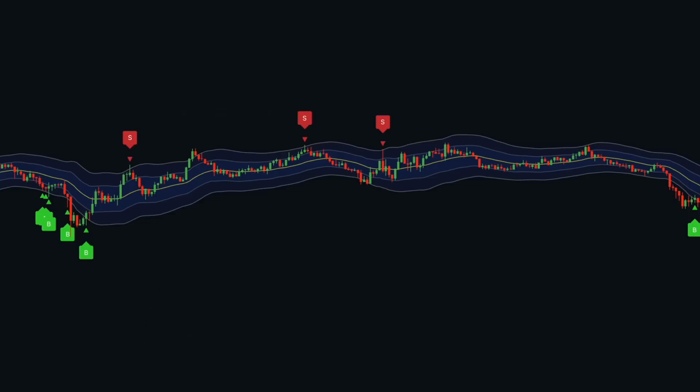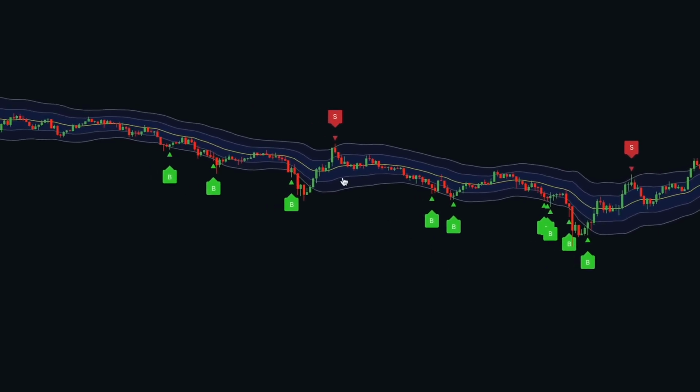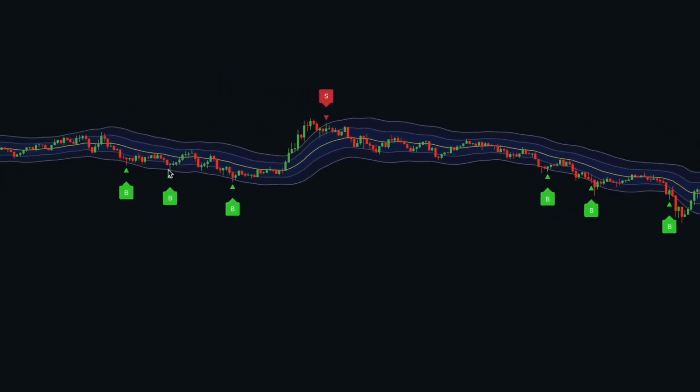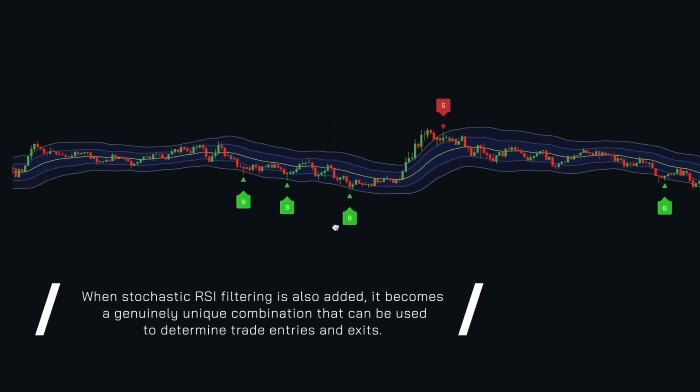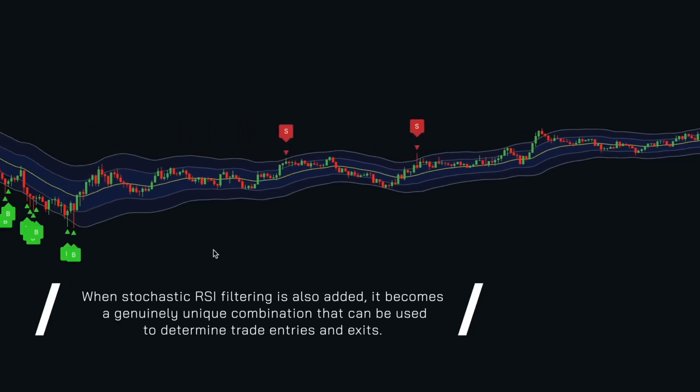Bollinger Bands and Keltner Channels concepts are generally understandable. Buy at the bottom band, sell at the top band. However, because the bands themselves are not static, impulsive moves can make them useless. The wicks are also quite easy to understand. Candles with large wicks can represent a change in pattern or volatile price movement. Combining those two to determine if the price is reaching a pivot point is relatively novel. When stochastic RSI filtering is also added, it becomes a genuinely unique combination that can be used to determine trade entries and exits.